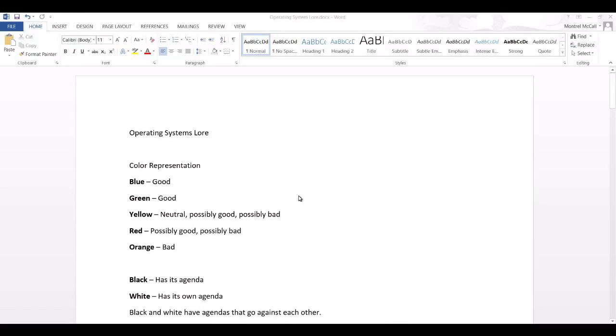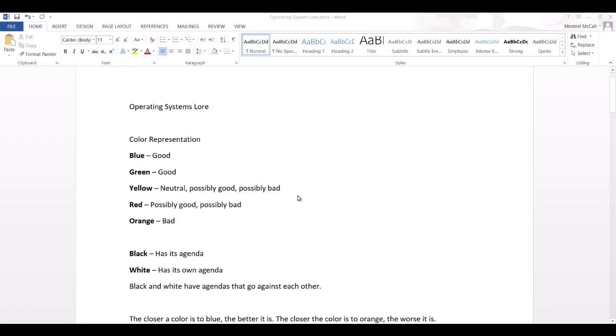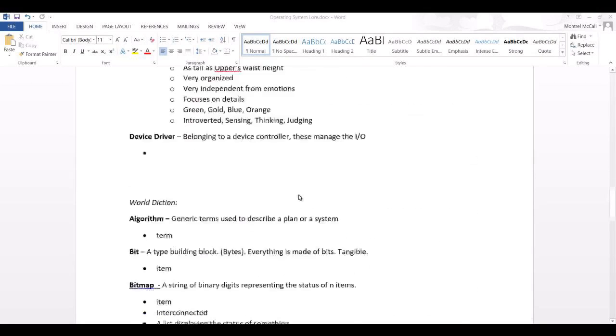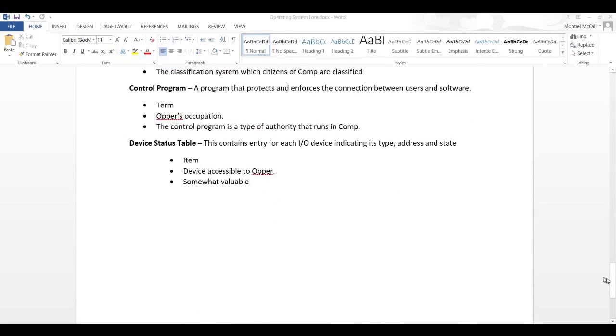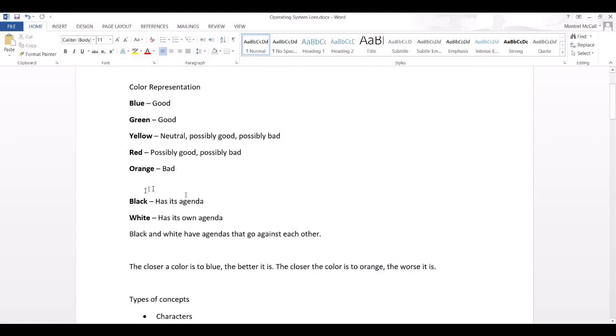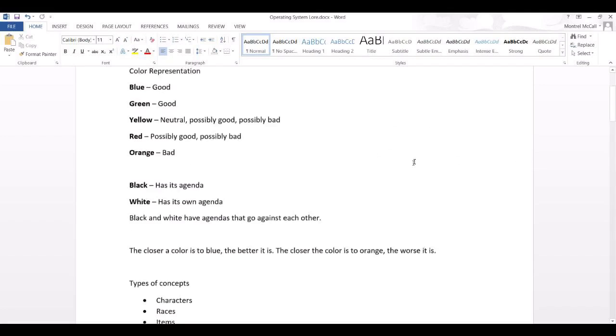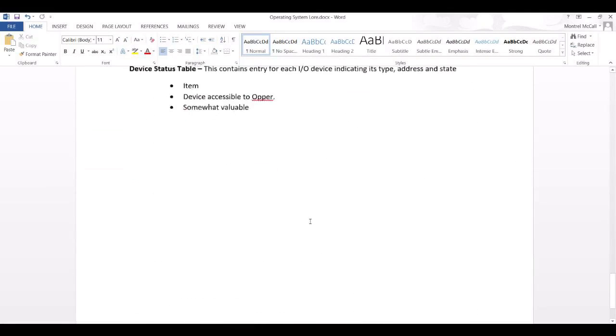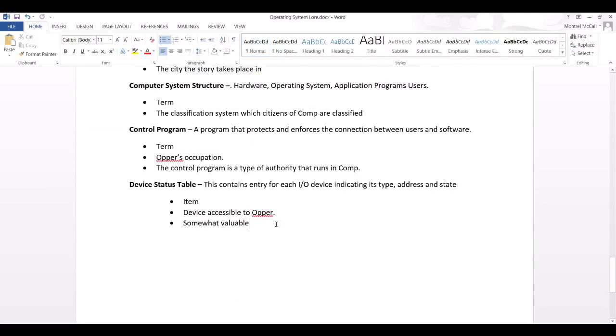This is where I take the concept of operating systems and apply it to a fictional environment so that it can be better understood. On the last episode, we did one term down here, device status table, and then we came back up here and established some color representations. I was a little iffy on making orange represent the bad, even though it is opposite on the color wheel from blue, but in the end I decided to stick with it. Now we're going to do some more terms. That's what I have planned for today.